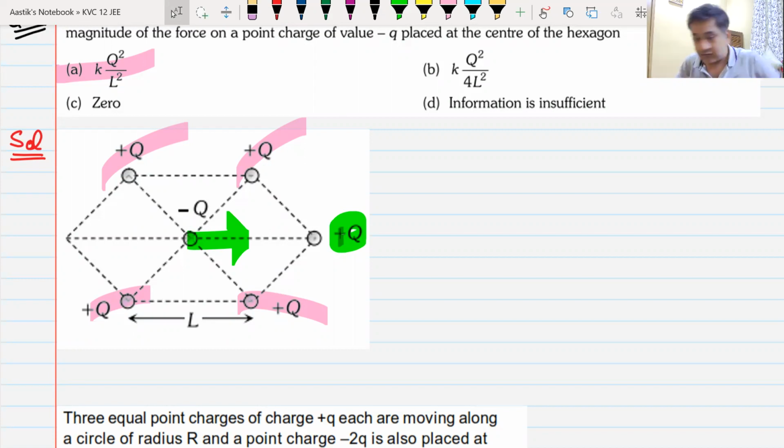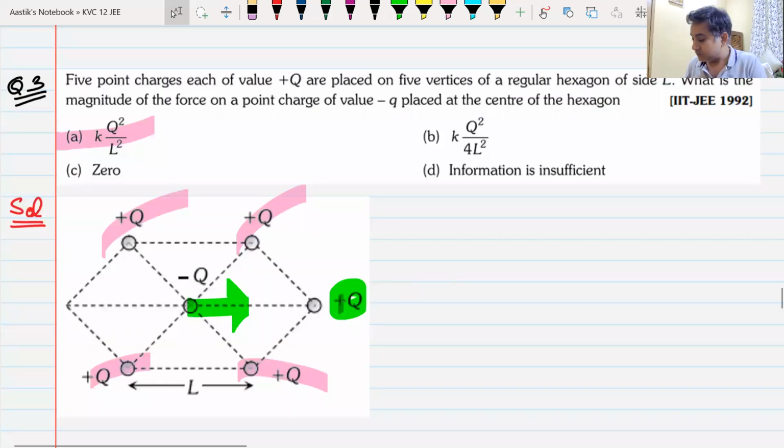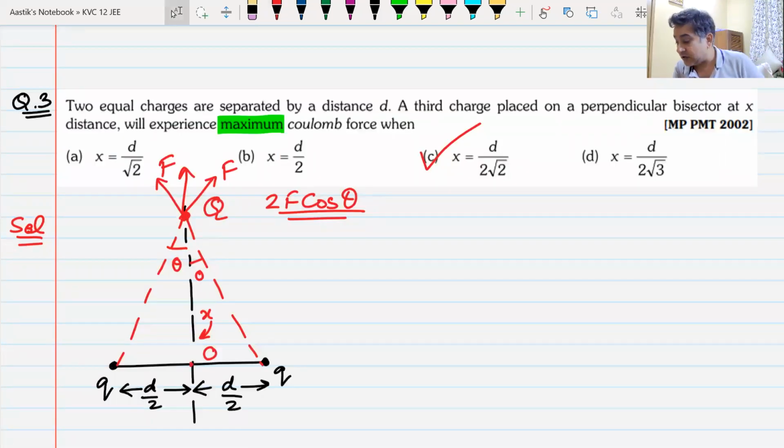Yes, sir. In this question, the JEE question, if I remove the minus Q charge from here, the question will become: find the electrostatic field at the central point. Do we understand this? Yes, sir. All the questions that we have done till now, if I remove this charge from here, will not be questions of force, they will become questions of electrostatic field. Do we understand this? Yes, sir.